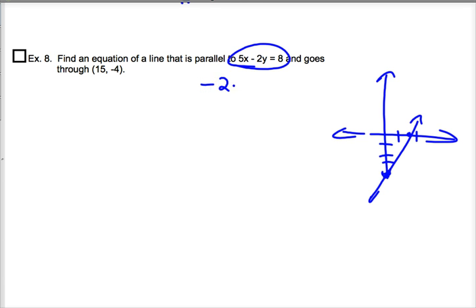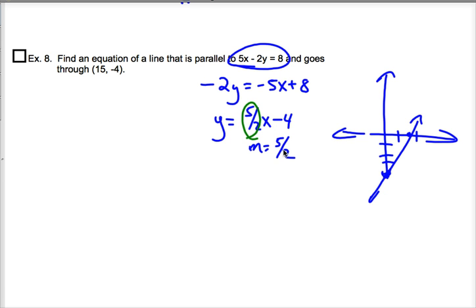So let's get the y alone. Bring over the 5x. Let's divide by -2. Okay? And I see the slope. The slope is 5/2. So the slope of my graph that I just did is 5/2. So from my y-intercept to -4, if I go 1, 2, 3, 4, 5, up, 2 over, I should be on the line. Well, I don't care about that. What I care about is that parallel lines have the same slope.